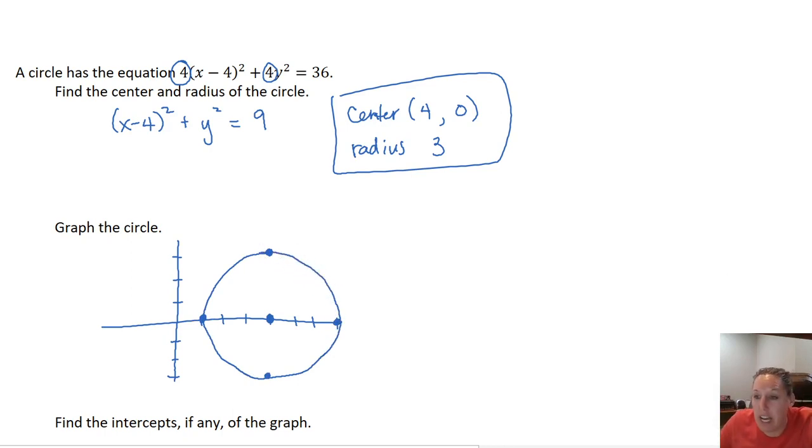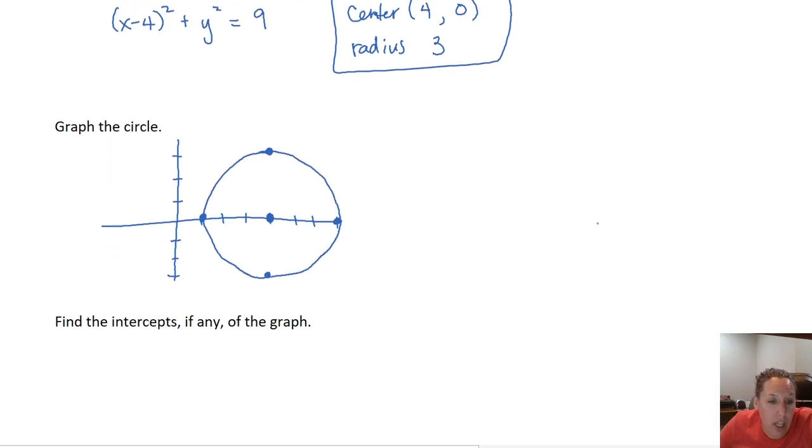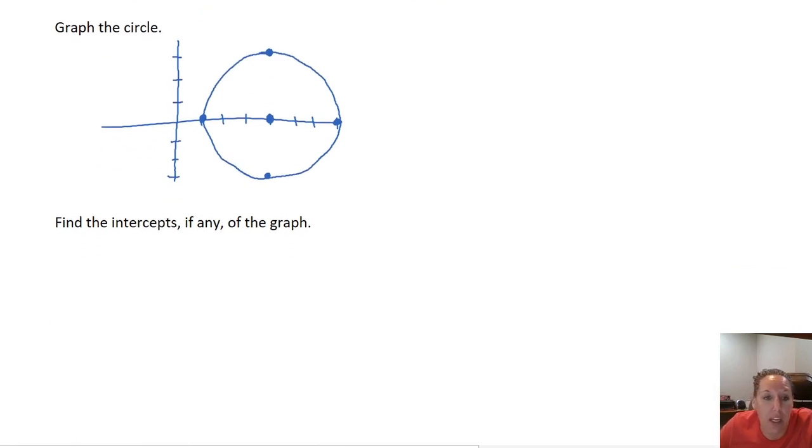And then now we need to find any intercepts. Well, it looked like, and we used the points to sketch our graph, that it's going to go through the points 1, 0, and 7, 0, and it doesn't look like it's going to cross the y-axis, but we can check that by plugging in 0 for x and 0 for y. So remember, to find x-intercepts, we are always going to let our y value be 0. So we can go back to the original equation, or we can use our standard form. I'll go ahead and use our standard form.